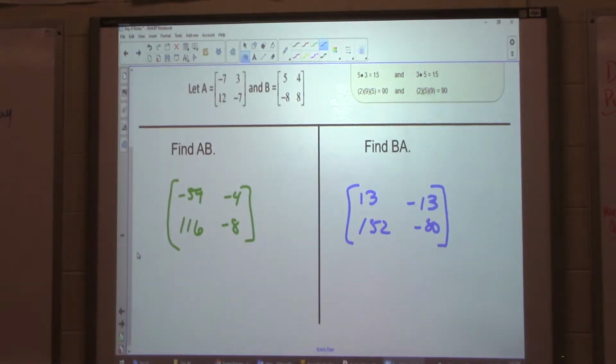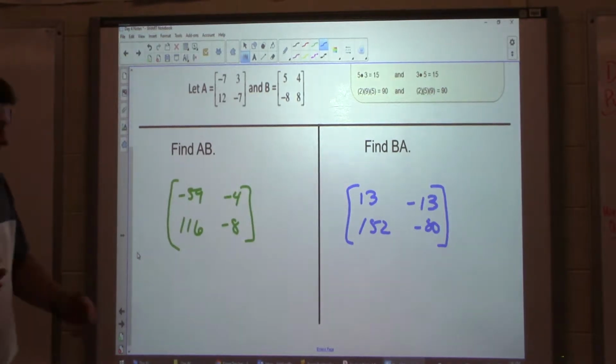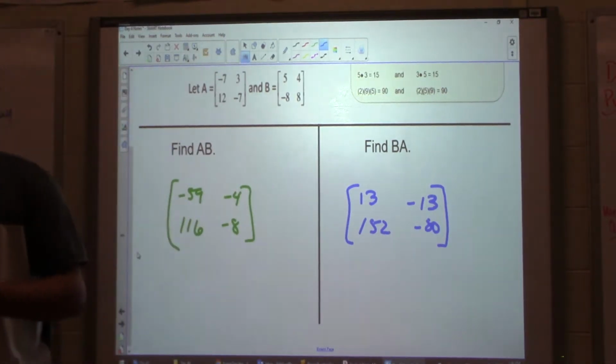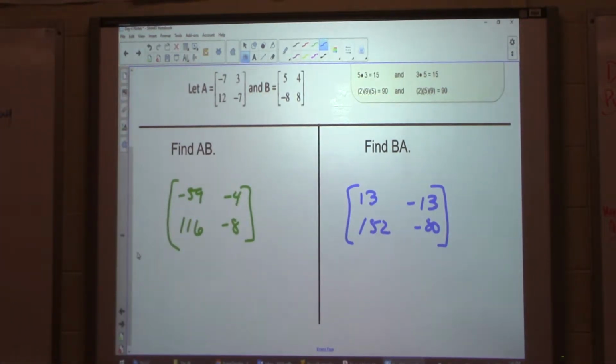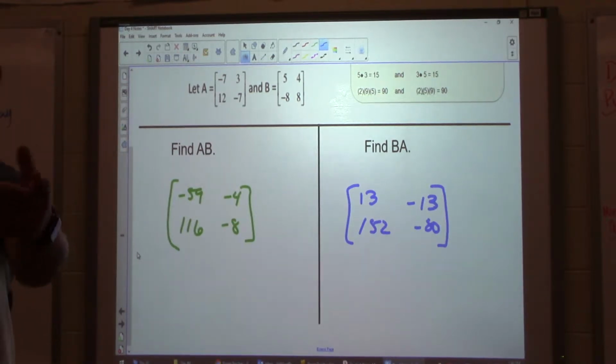Does the commutative property of multiplication work? I said no. Why not? Let's think about it for a second. Why won't this work? Because you're multiplying different numbers. It's flipping the rows and columns. Because we're flipping rows and columns, right?